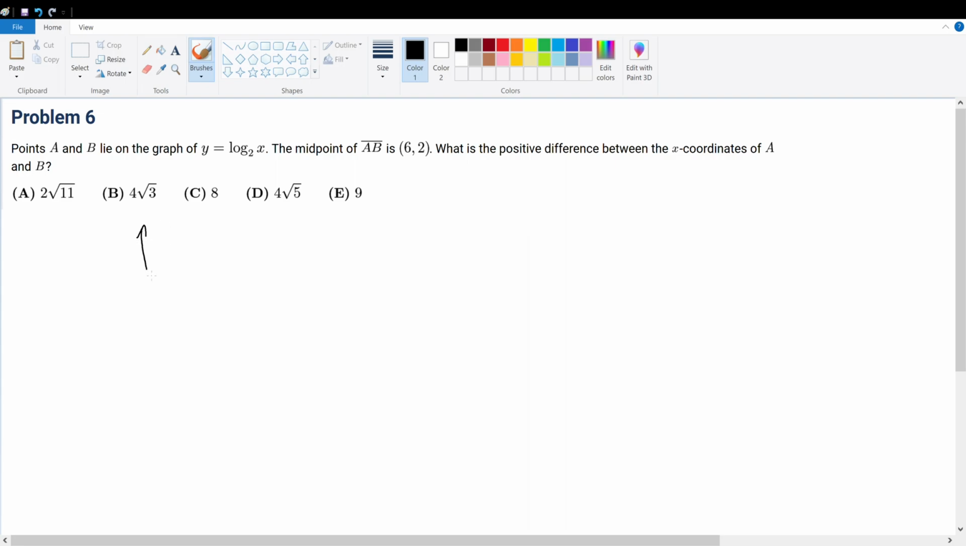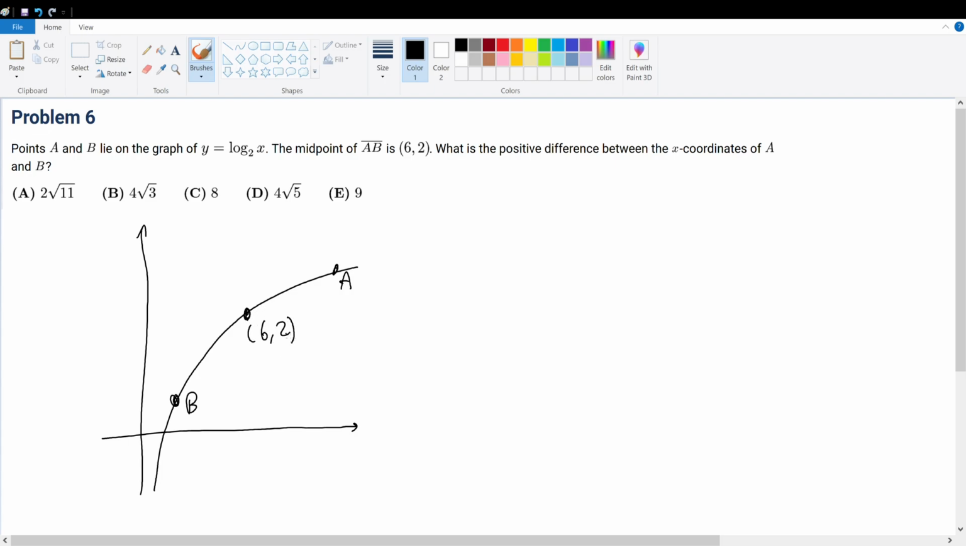So let's first draw ourselves a rough graph to see what this problem is asking for. We have a log function that looks like this. We have point A and point B, where their midpoint is going to be (6, 2) right here. So we're trying to find what? The positive difference between the x coordinates of A and B. So what is basically this length right here? To do that, what can we say?